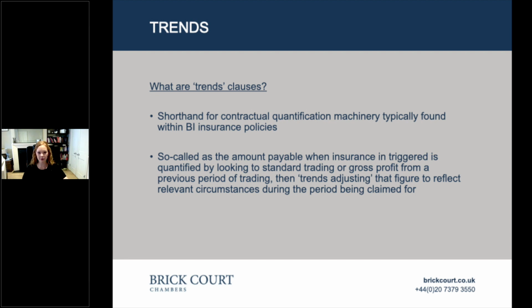The indemnity payable under the BI policy will be trends adjusted, so an appropriate reduction will be made to the 2019 profits in order to arrive at the sum which represents the indemnity. Such adjustments can go either way, as I say. They can increase the indemnity if the steak restaurants were actually going to have a sort of bumper year and be even more popular in 2020 than in 2019 if the COVID-19 pandemic had not affected them.